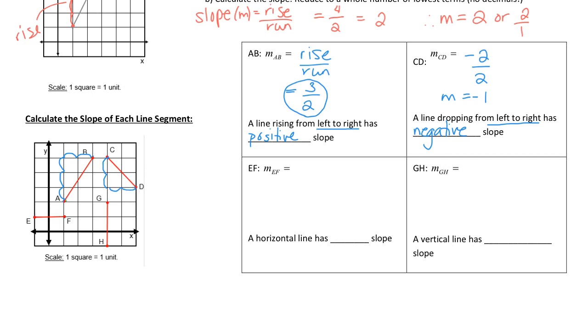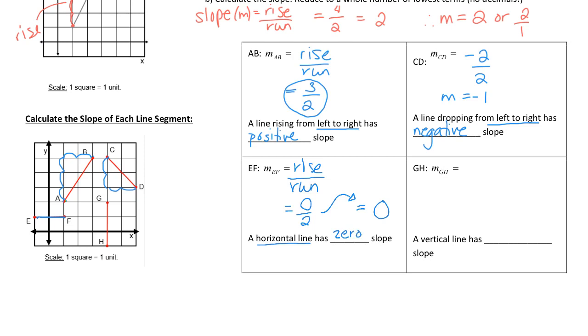Now we're going to take a look at two other cases. The first one being E to F. So if I want to find the slope of this line here, and we can see that when I'm looking at that rise and that run, my rise is 0. I don't go up at all. My run in this case is 2, but it really doesn't matter because 0 divided by any number is just going to equal 0. So a horizontal line, like the line E to F, has 0 slope. Okay.